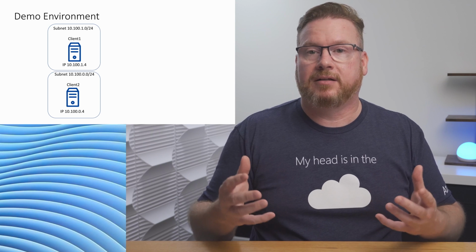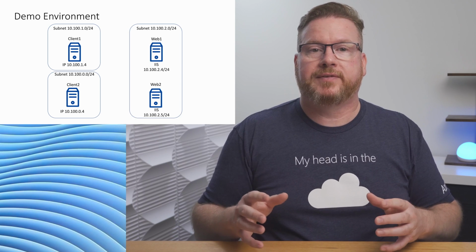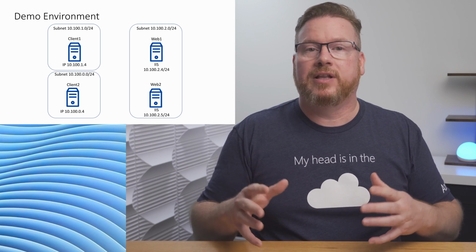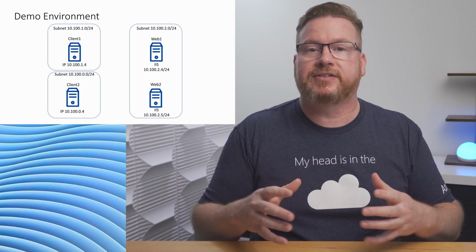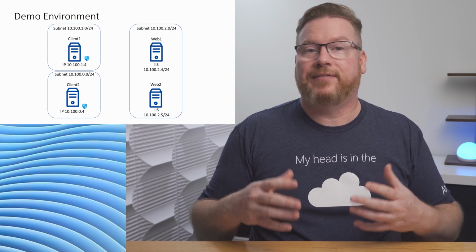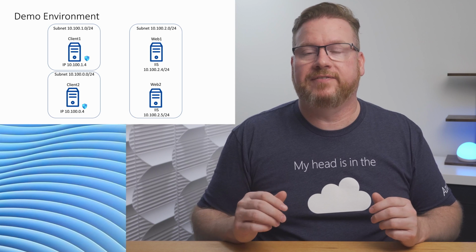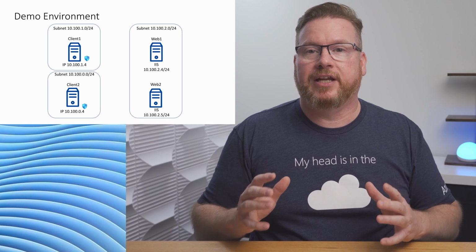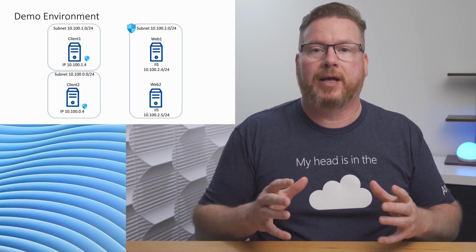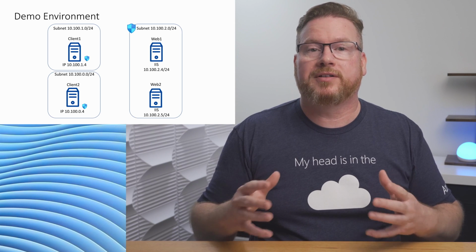This is the environment we'll use for the upcoming demo. We have two clients. Client 1 is on the client subnet and client 2 on a subnet called default. There are two web servers on a web subnet. The goal is to use NSGs to control access to the web servers. The clients have NSGs attached to their NICs with the default rules. We'll start by creating a new NSG and apply it to the web subnet. Let's move to the portal to get started.